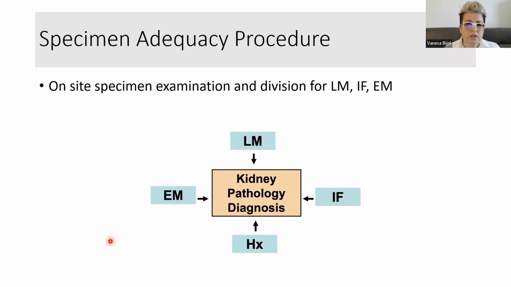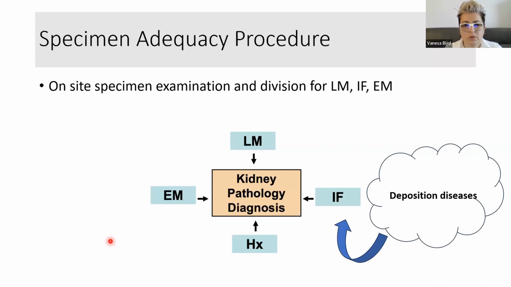So to really get to a decent kidney pathology diagnosis, you need to integrate all these studies and reports from light microscopy, immunofluorescence, and electron microscopy. It all needs to make sense, and you integrate that with the history, and you can then help the nephrologist treat the patient. Without the immunofluorescence, you will be missing practically all the deposition diseases.